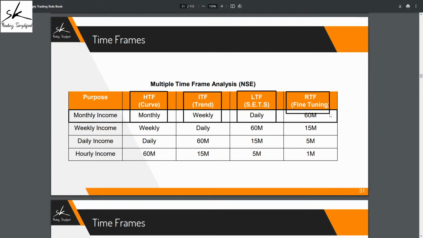And in case I need to use my refining time frame, it is going to be the 60 minutes chart, which can be used for multiple purposes like fine tuning the zone, type 2, type 3 entries, or in case I need to apply some additional rules, I can use this time frame.